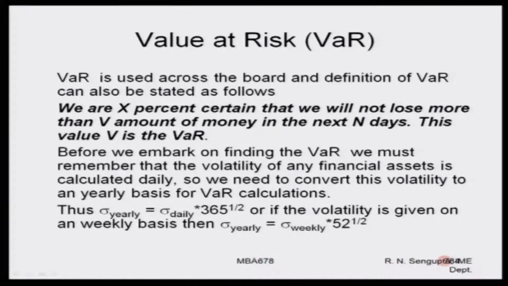Again, coming to VaR, if we denote by V the value of VaR, then with a certain percentage and a certain number of days, we state that we are x percent certain that we will not lose more than V amount of money in the next n days. So, this value V is the VaR, n is the number of days based on which you are trying to find the VaR, and x is the percentage confidence level.